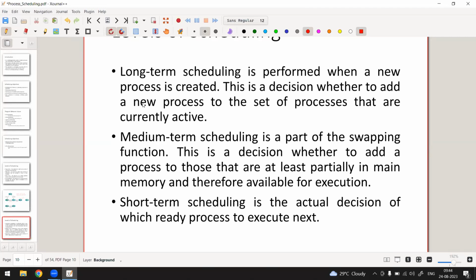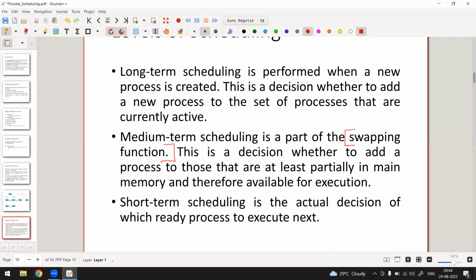The mid-term scheduler, you can see, is part of the swapping function, right? It means the decision whether to swap the process out of the memory or to bring the process into the memory is taken by the mid-term scheduler.